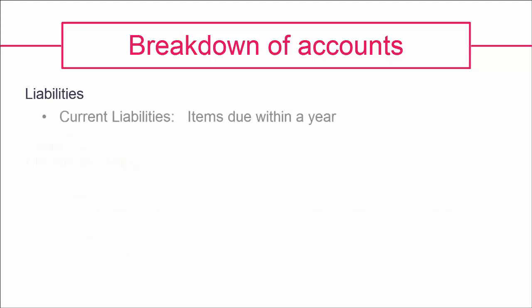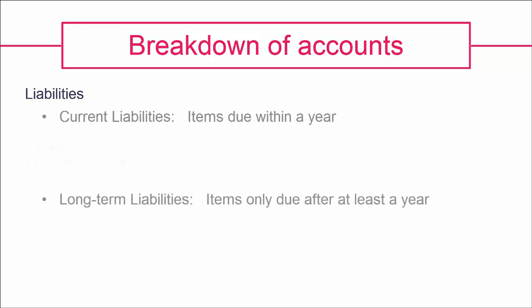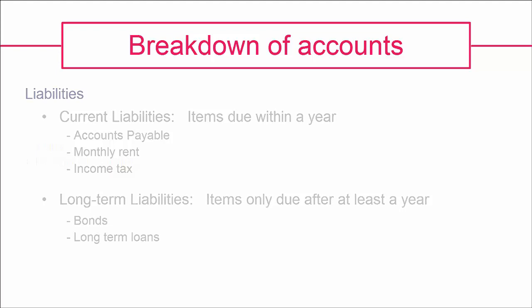Similar to assets, current liabilities are those that will become due or must be paid within a year, while long-term liabilities are debts and other obligations that are only due after a period of at least a year. Examples of current liabilities in Sally's necessities are my accounts payable, monthly rent for my warehouses, and income tax. Some examples of long-term liabilities are settlements on bonds and long-term loans.